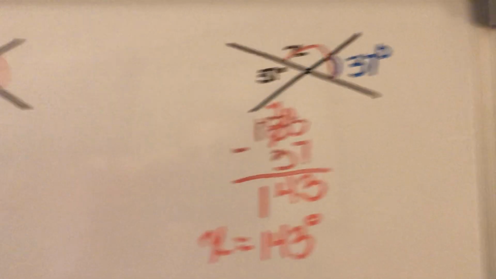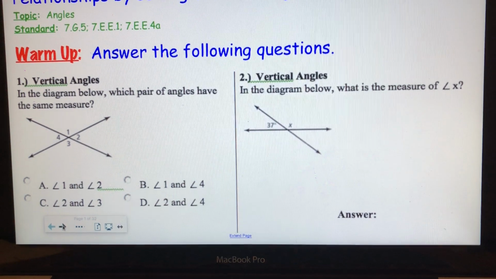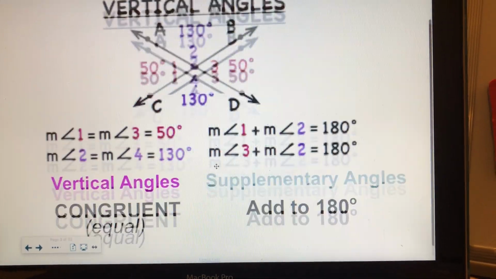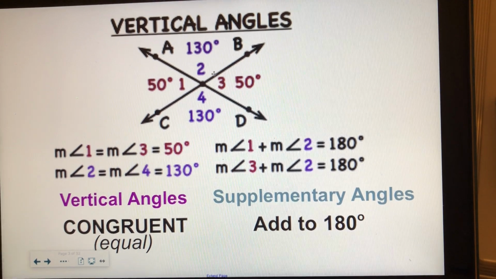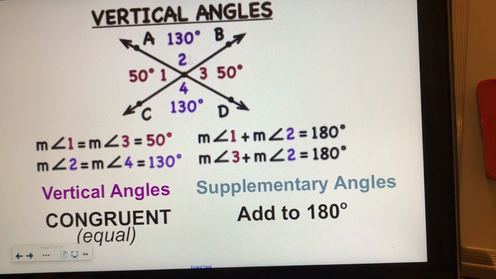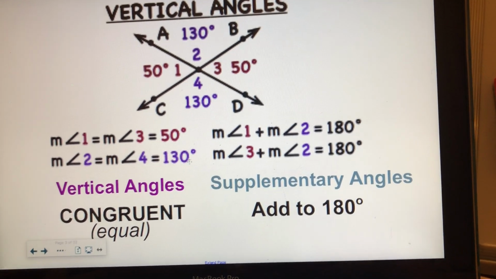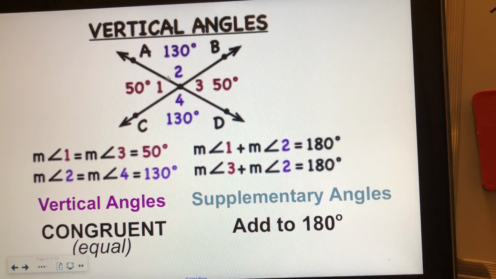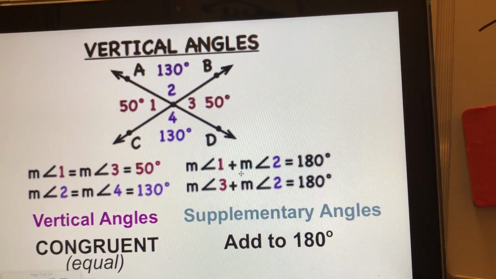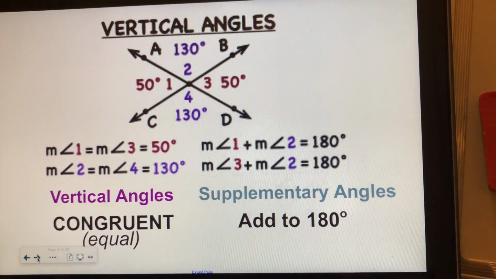Okay? So let's take a look. On your lesson, you will continue to look. It gives you the answers. And we're going to keep going on. So, quick refresher, vertical angles. They are opposite to each other. And because they are opposite, they are congruent, meaning they have the same angle measures. And we know that angle 1 and 2 and angle 3 and 4 are supplementary. When I add them up, they have to total 180 degrees.